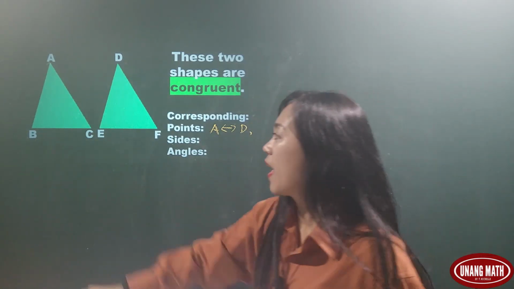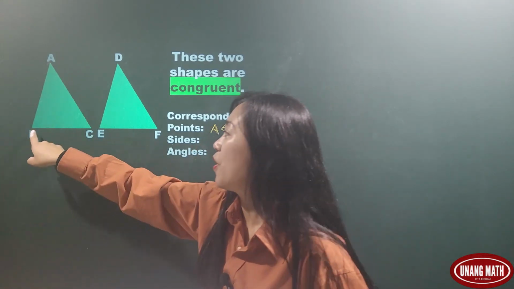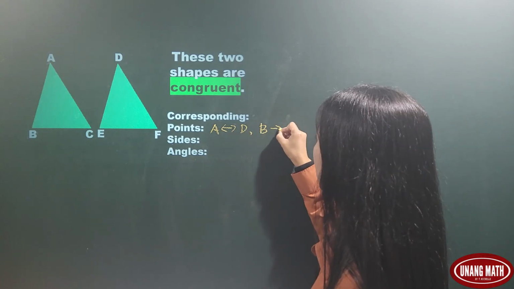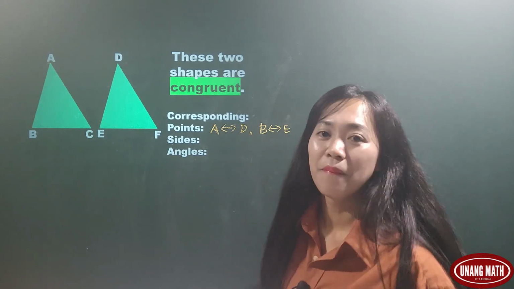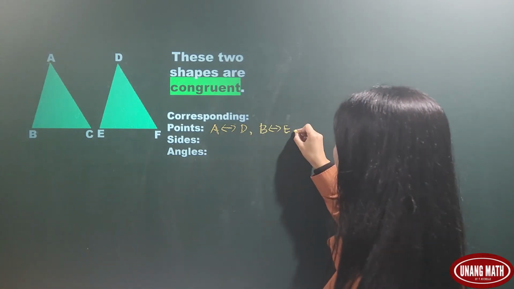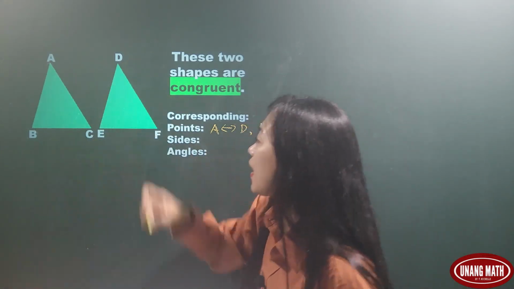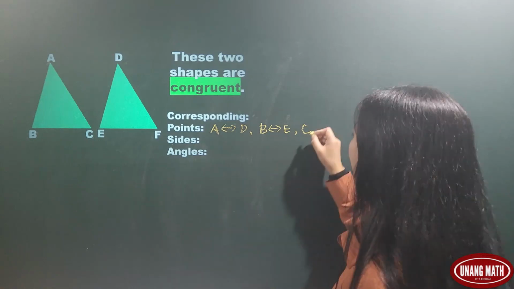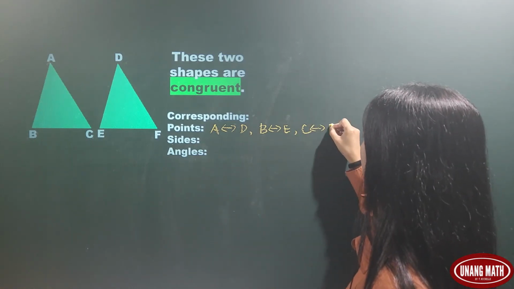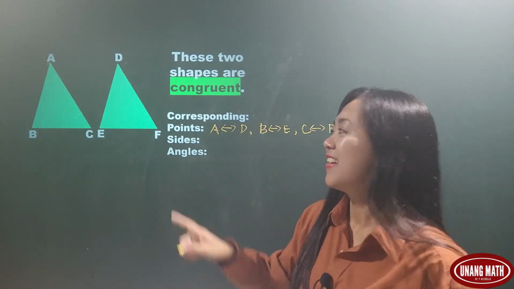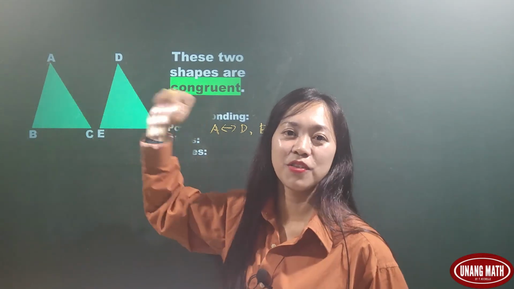Okay, another, ang point B. Okay, point B here corresponds to point E. So, B corresponds to point E. Okay, how about C? Okay, point C, ang katumbas nito sa shape na ito ay ang point F. So, C here corresponds to point F. Okay, how about sides? Tignan naman natin ang mga sides ng mga triangles.